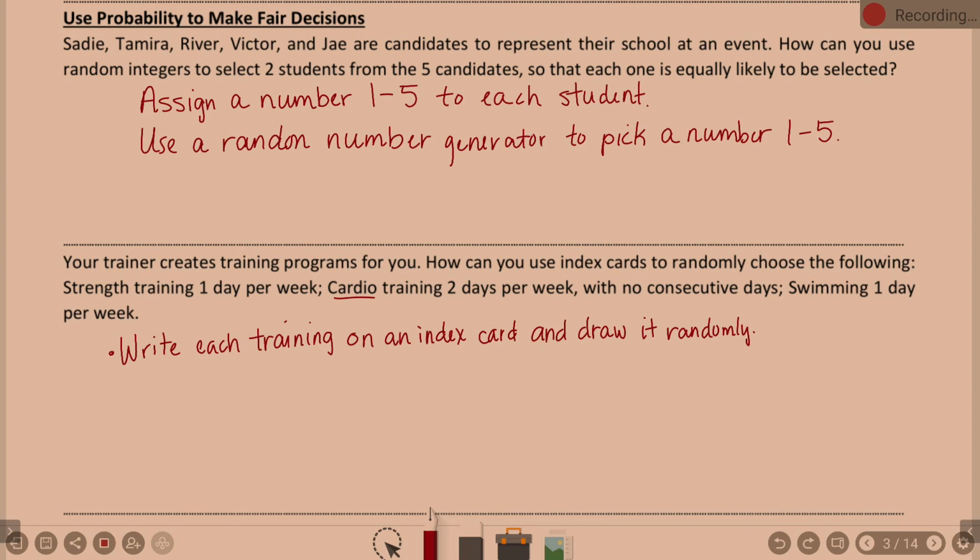The other option would be to write each day of the week on a card and draw randomly. If you want to write it out, you could write that. You could also put both on cards and draw them. Okay, so I could see either or.